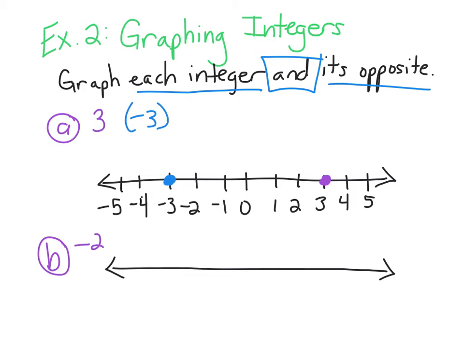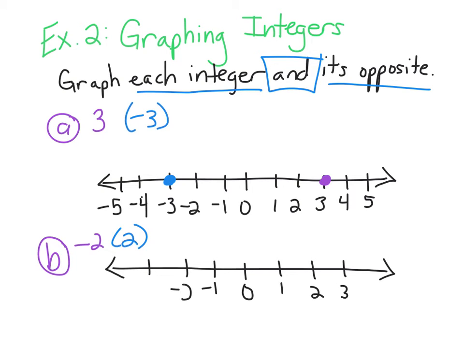For letter B, they're asking us to graph -2, and again, don't forget you also have to graph the opposite, so we're going to remind ourselves that we're going to be graphing 2, and you can just set your number line up. Again, you don't have to go too far out. You can go at least 1 or 2 spots past where 2 would be on the number line, as long as everything's kind of set up in equal intervals.